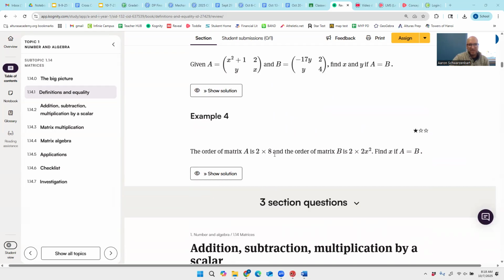The order of A is 2 by 8, and the order of B is 2 by 2x squared. Find x. If A equals B, that means it's 2 by 8. So 2x squared equals 8. X has to equal plus or minus 2, but really just positive 2, because if they're equal matrices, the orders have to be the same. And you're like, oh yeah, that section was easy.